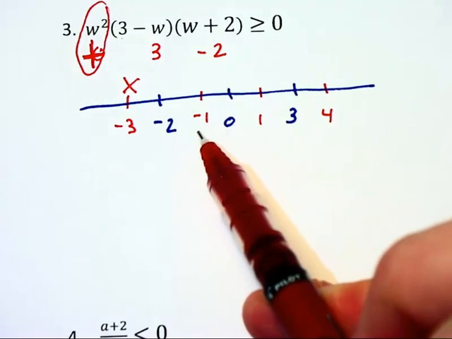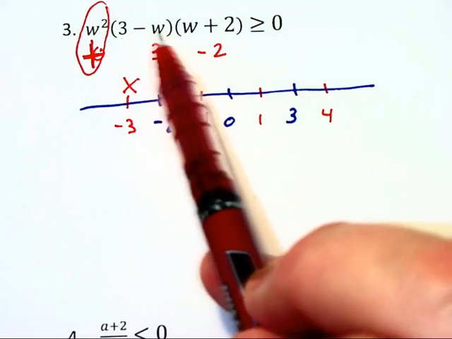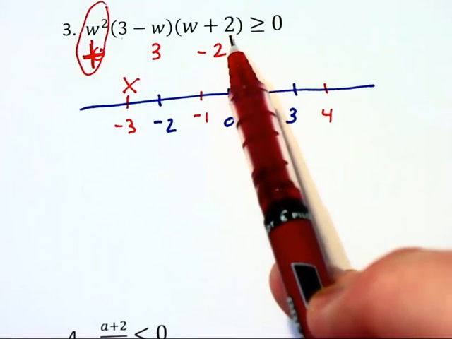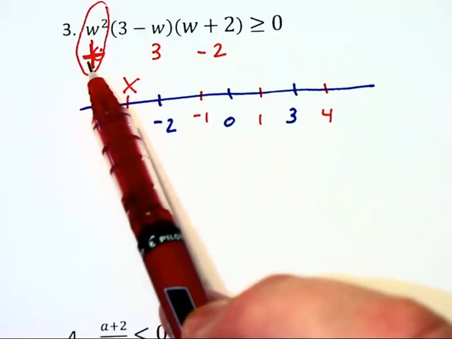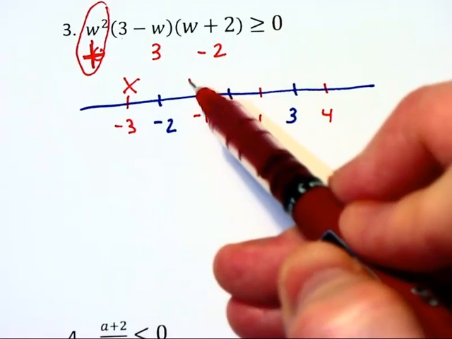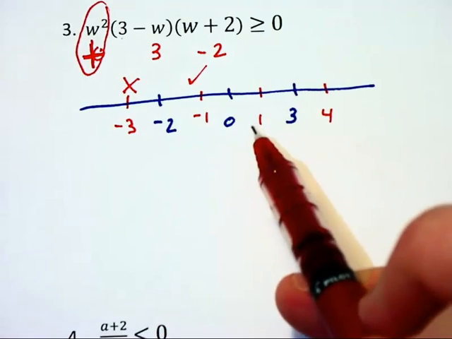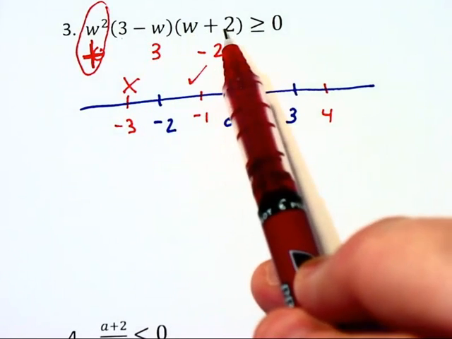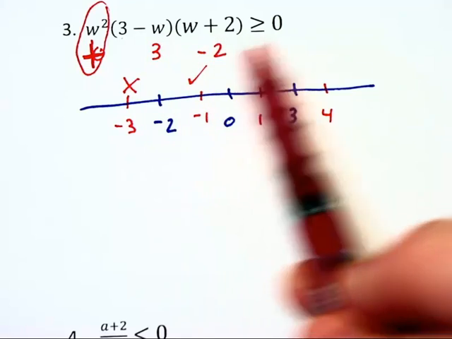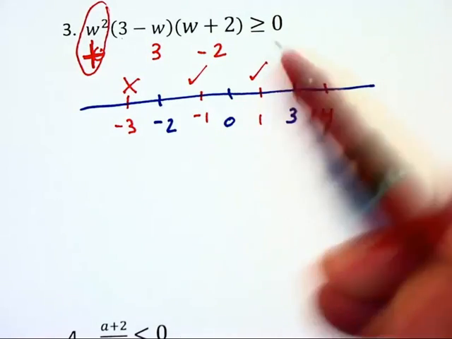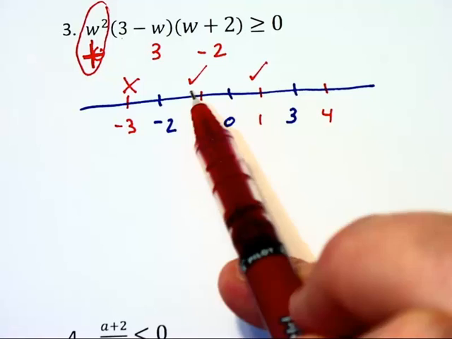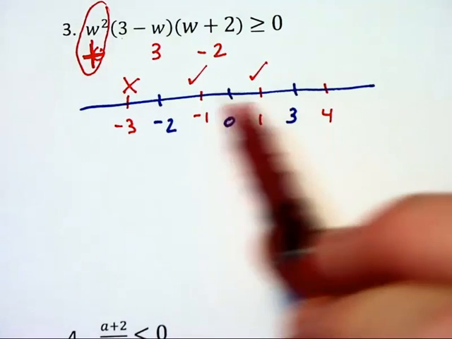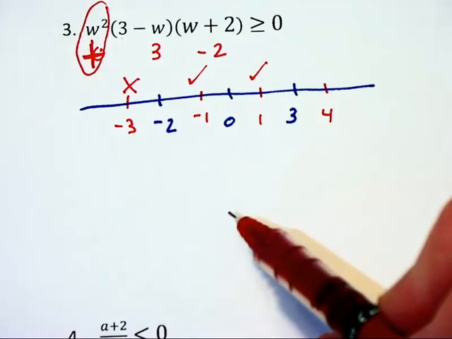Let's try negative 1. 3 minus a negative 1. That's 3 plus 1, which is 4. Negative 1 plus 2 is 1. So I have 4 times 1, which is positive, times a positive here is positive, and yes, that does work. Let's try 1. 3 minus 1, positive. 1 plus 2, positive. Positive times positive is positive, so it works there. Notice I'm not alternating back and forth between yeses and nos like I did in the problem above. I've got two adjoining sections which are solutions.